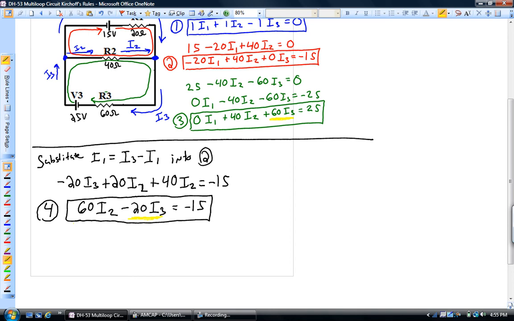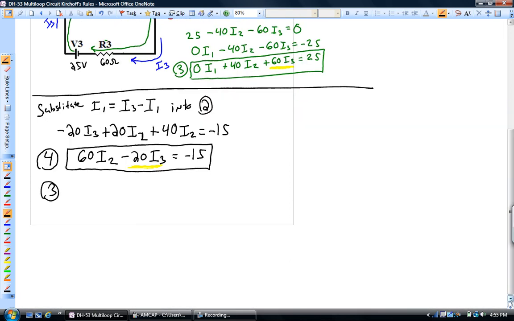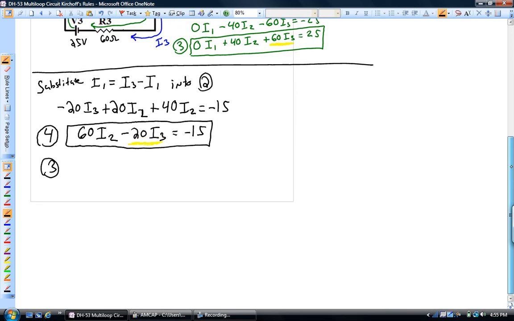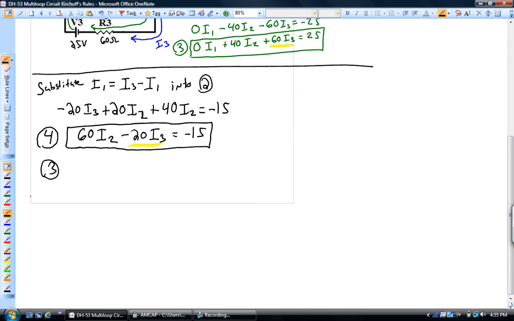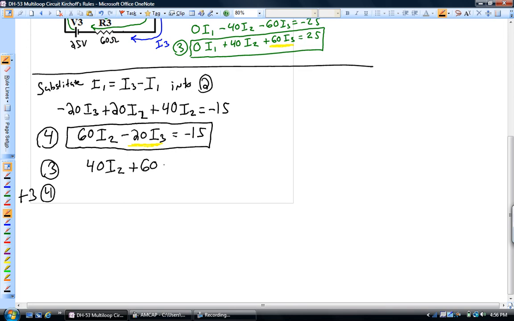So what we're going to do is we're going to add, but what we're going to add is we are going to take 3, let me move this up, and we're going to add to that 3 times equation 4 that we just found. So rewriting this, I'm going to take 40 I2 plus 60 I3 equals 25.